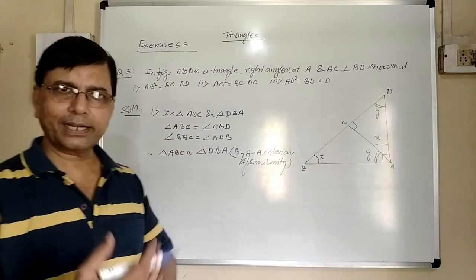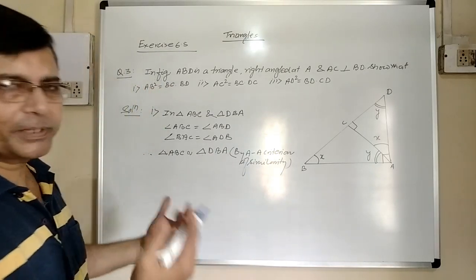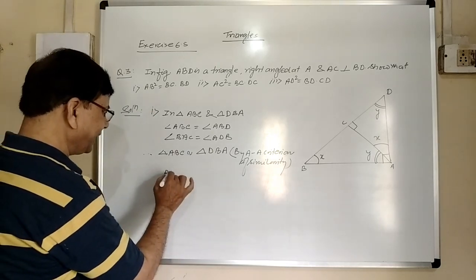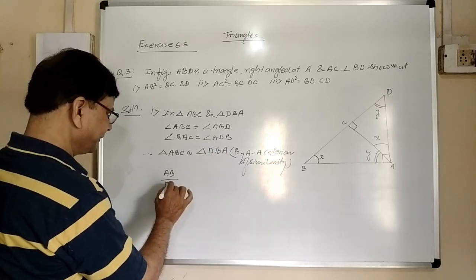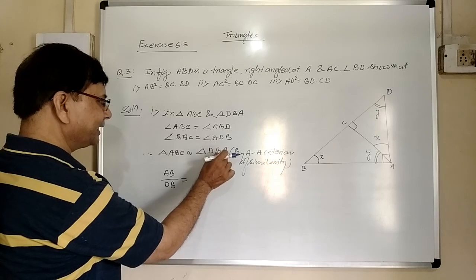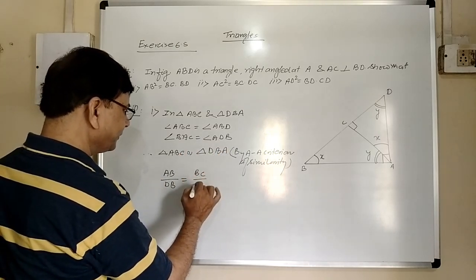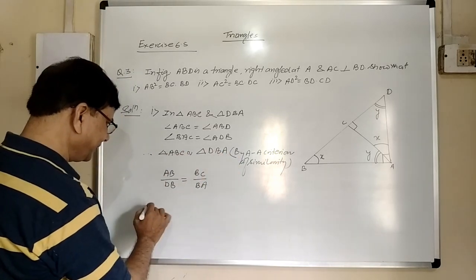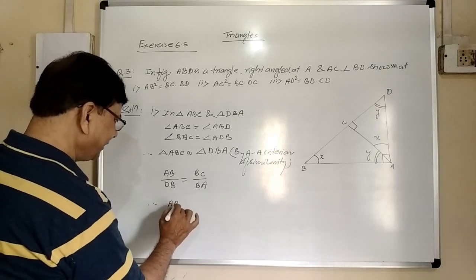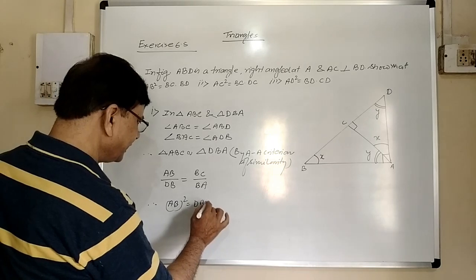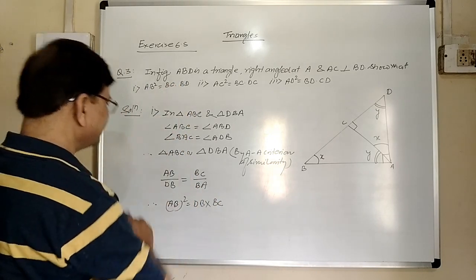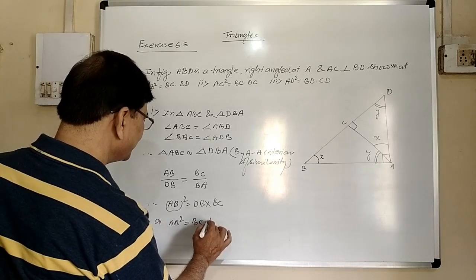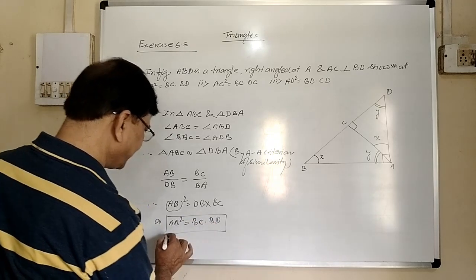Once similarity is known, 2 triangles are similar, then the ratio of the corresponding sides will be equal. So we want AB square, so we will take AB over here. So AB upon DB, right? Again we want AB in denominator, that is AB over here. So BC upon BA or AB, the corresponding side. BC corresponds to BA, so this way we can write. So BA is AB simply, so we will write AB square is equal to DB into BC, or we can write AB square is equal to BC into BD. This is the first part proved.